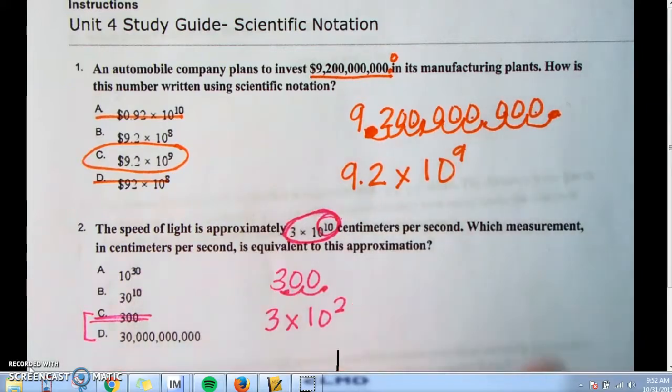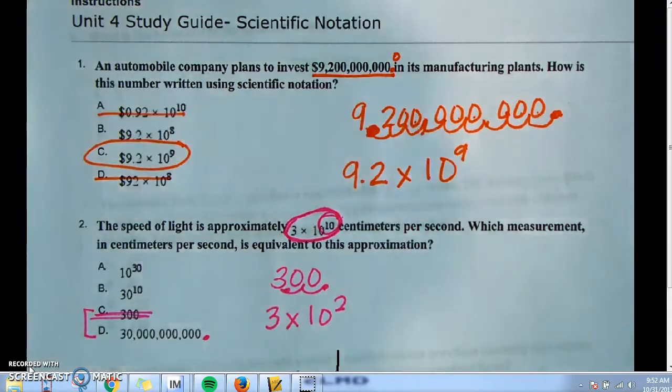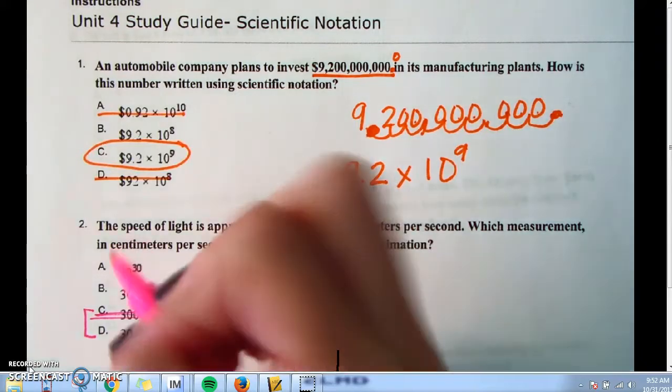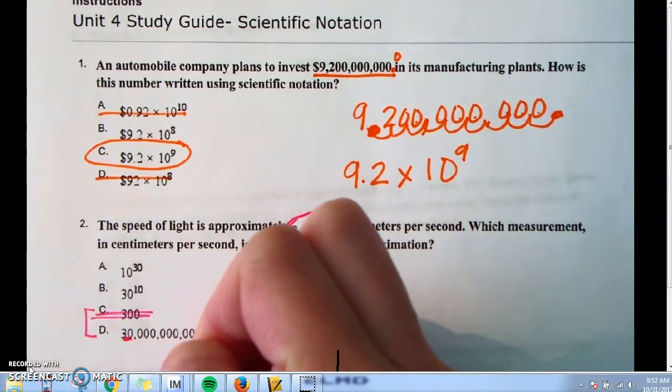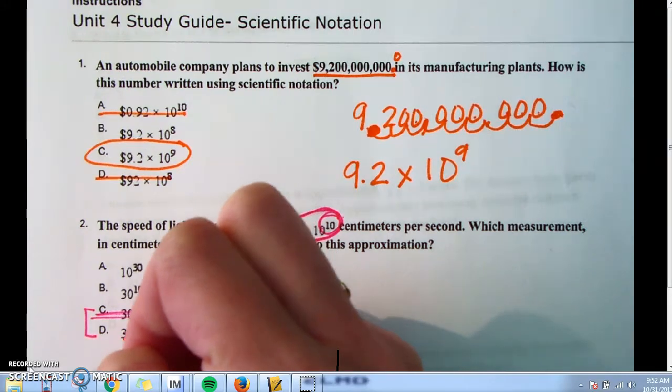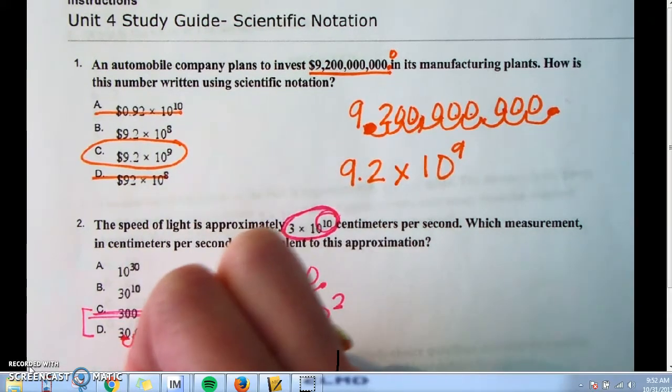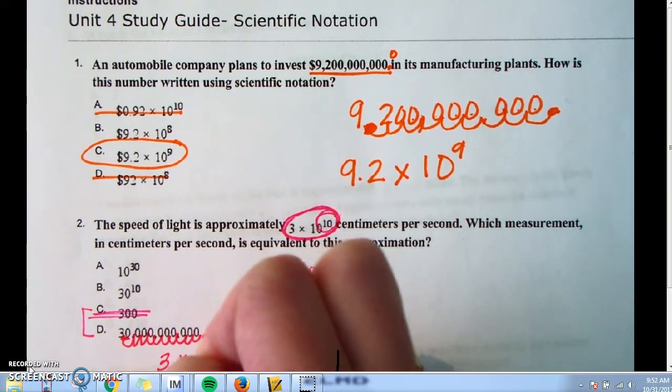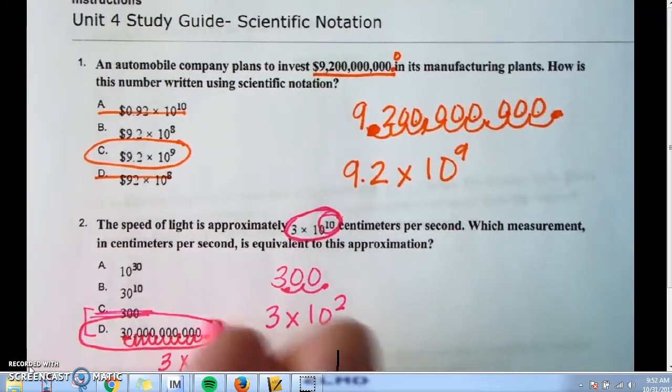So let's try this one right here in scientific notation. The decimal is here. I would place the decimal after the 3. Let's count how many spaces. 1, 2, 3, 4, 5, 6, 7, 8, 9, 10. So that would be 3 times 10 to the 10th. So D is your answer.